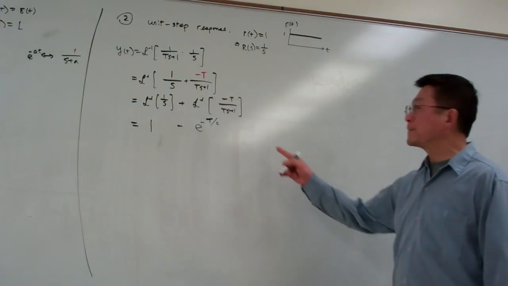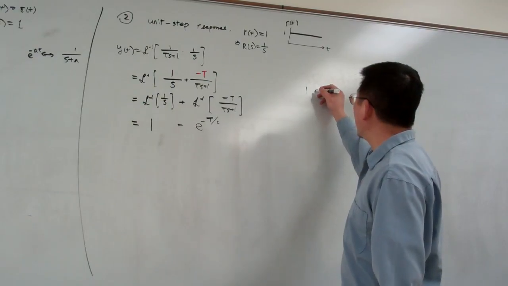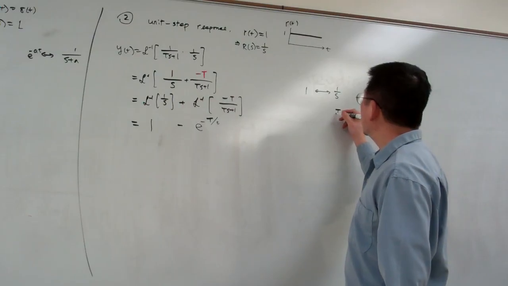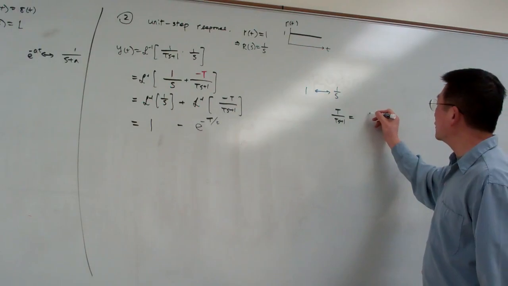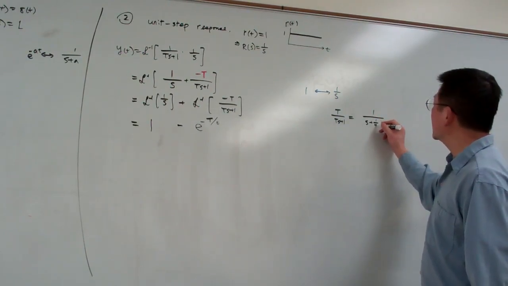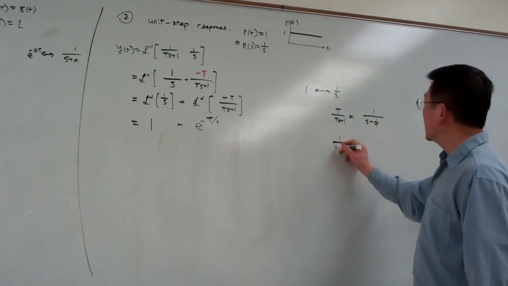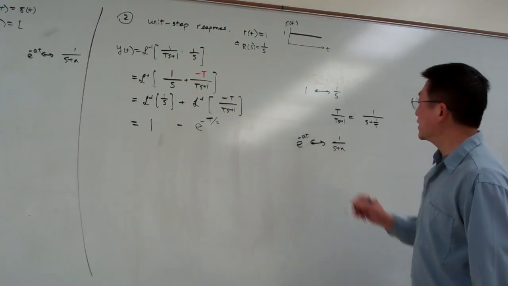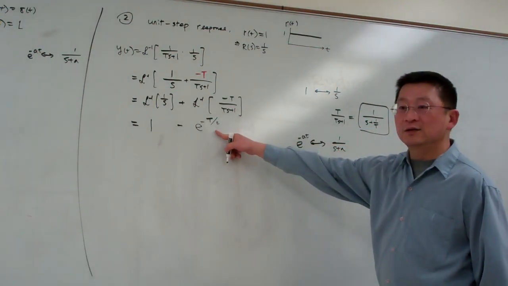Can you follow me? This one should be okay, right? We know the Laplace transform of 1 corresponds to 1 over s. So for this one, Ts plus 1, because this one is again equal to 1 over s plus 1 over T, okay? And with this one, we know that 1 over s plus a corresponds to e to the minus at. So with this one, you can compare to this form.